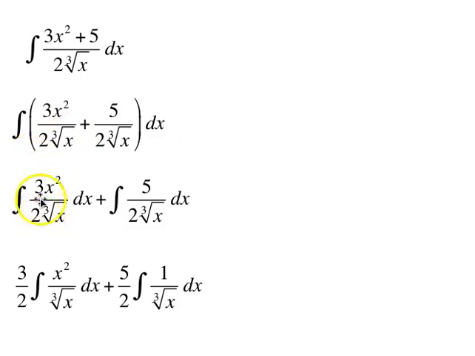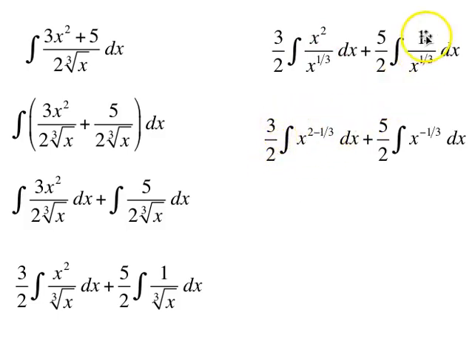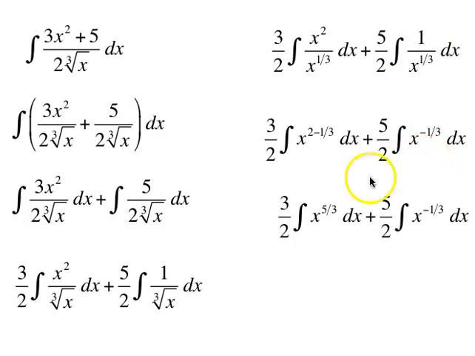Pulling out constants first, 3 over 2 is 3/2, 5 over 2 is 5/2. And again, the cube root of x is x to the 1/3 power. And when we have the same bases, we subtract the exponents. 2 minus 1/3, 6/3 minus 1/3, 5/3. So this first piece is 3/2 integral of x to the 2 minus 1/3. 1 over x to the 1/3, of course, is x to the negative 1/3. So we get 3/2 integral of x to the 5/3 plus 5/2 integral of x to the negative 1/3 dx.